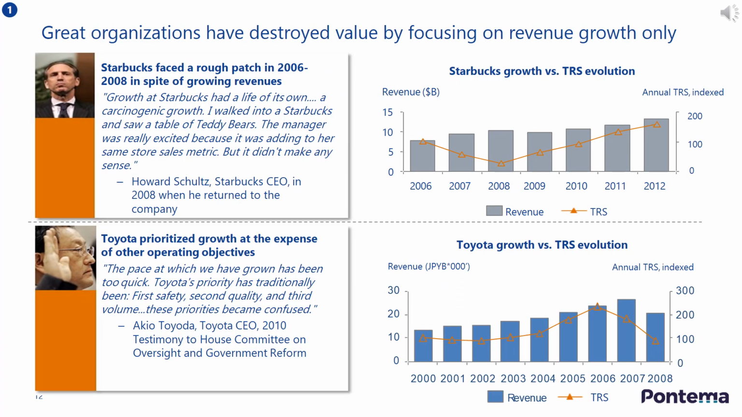The Porsche experience is only one success story, but other great organizations like Starbucks and Toyota have managed to destroy value by focusing on revenue growth only. During 2006 to 2008, Starbucks faced a period of declining TRS despite growing revenues, and only managed to restart growth by avoiding adjacent distractions, and sought to do one thing well, which was coffee. And during the same years, Toyota was prioritizing growth at the expense of other operating objectives like safety, quality, and volume, and TRS declined.